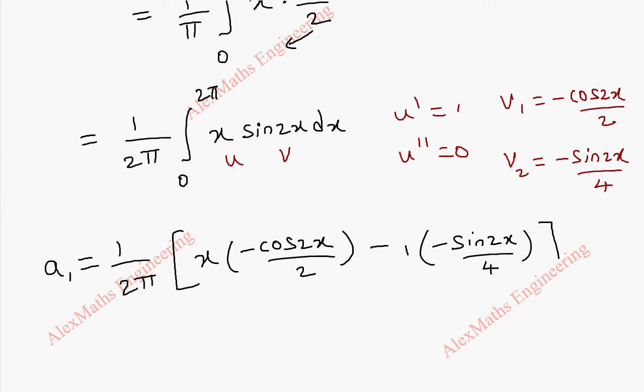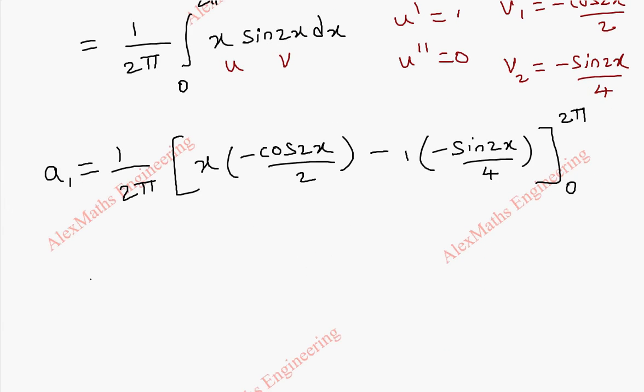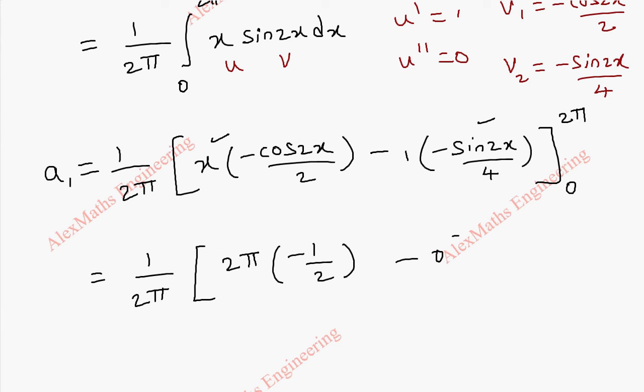Now, using the limit 0 to 2 pi, when I put the upper limit, this is 2 pi, cos 4 pi is 1, and there is a minus sign, so minus 1 by 2. The sine term is 0, and when I put the lower limit, there is x, so this is 0, and the sine term is always 0, so totally it is 0. So we can cancel this. So the left out term is only minus 1 by 2.